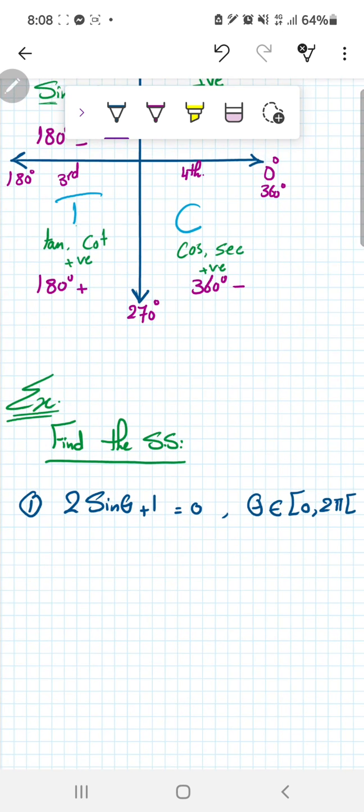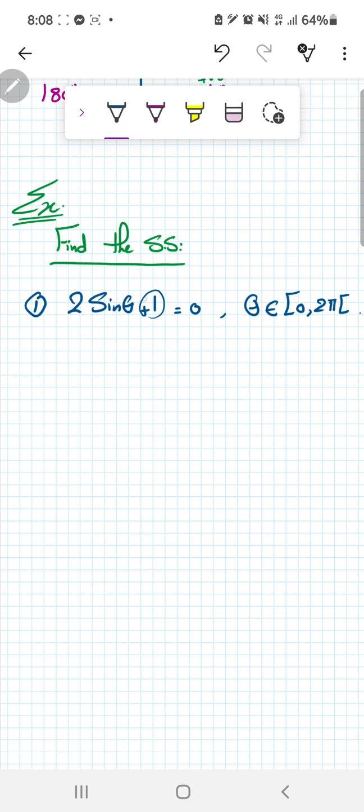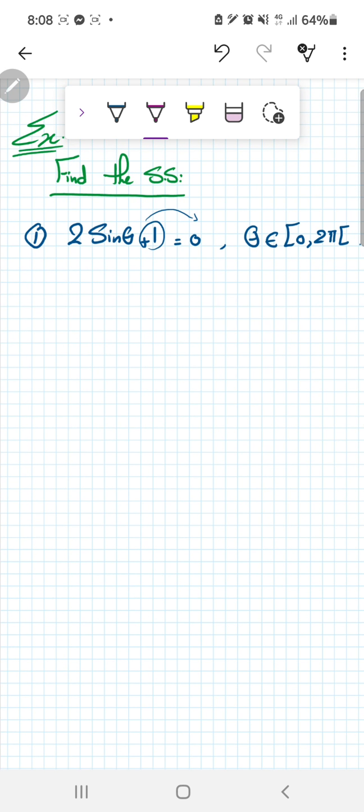Okay? How to solve this equation? First, here we have the unknown, which is sine theta. As we said before, get sine theta alone. So first, move 1 to the other side. It will be -1. So we have here 2 sine theta equals -1. Move 2 to the other side by dividing. So sine theta here will be -1/2. We search for the angle whose sine equals -1/2.